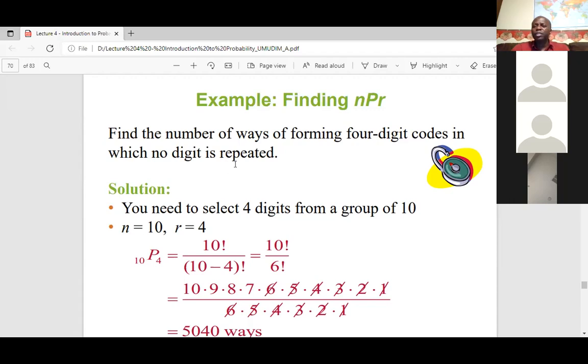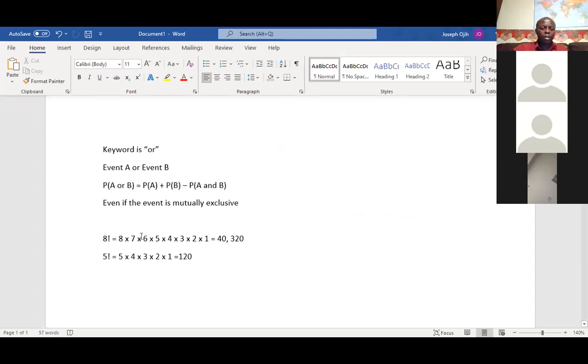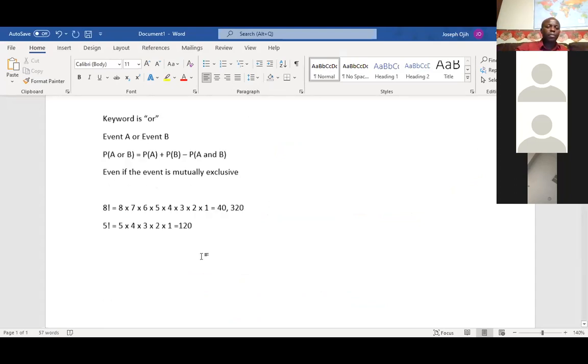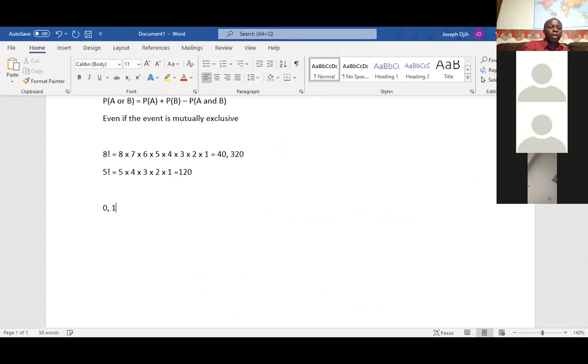Now, in a digit, whatever the number of digits you are forming, every number consists of 0 to 9. Am I right? Yeah. So every number you write, numbers begin from 0, 1, 2, 3, 4, 5, 6, 7, 8, 9, which is 10 digits.